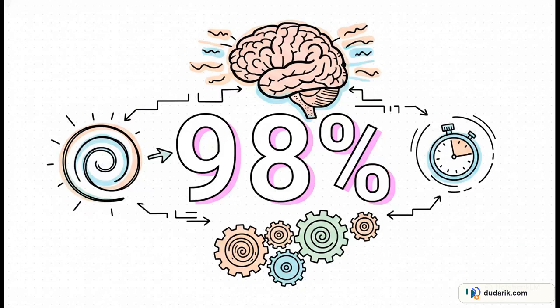So, when you average it all out, what do you get? You get this, 98%. A 98% reduction in context window consumption. Just let that sink in for a second. This isn't some small optimization. This is a fundamental game changer.